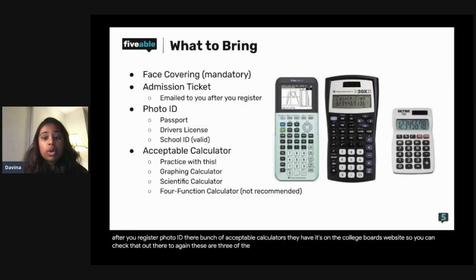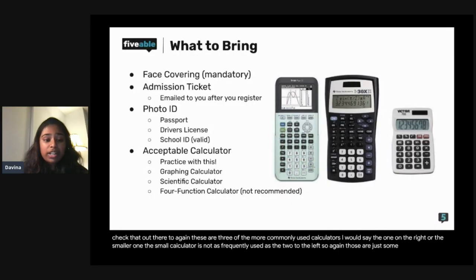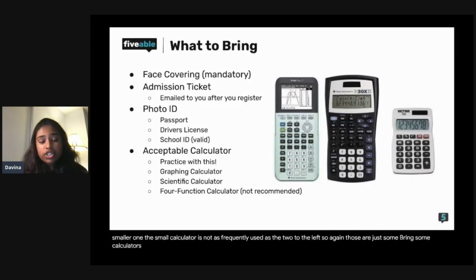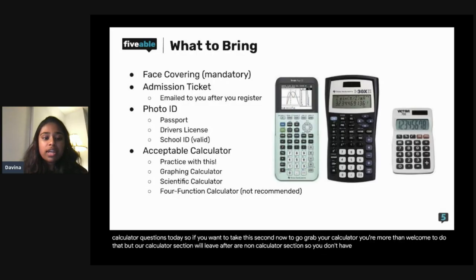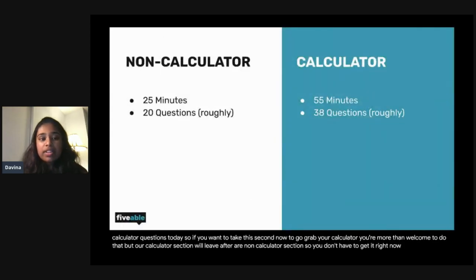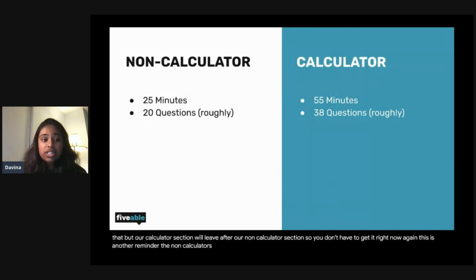Again, these are 3 of the more commonly used calculators. I would say the one on the right, the smaller calculator, is not as frequently used as the 2 to the left. So again, those are just some acceptable calculators you can use, and we'll be covering some calculator questions today. If you want to take this second now to go grab your calculator, you're more than welcome to do that. But our calculator section will be after our non-calculator section, so you don't have to get it right now. Again, this is another reminder, the non-calculator section is 25 minutes, about 20 questions roughly, and the calculator allowed section is longer, it's 55 minutes, and you have about 38 questions.